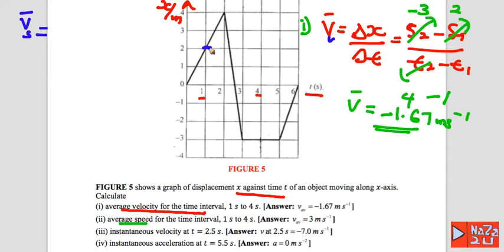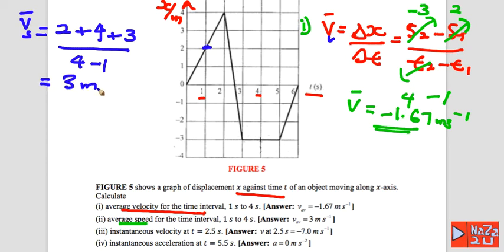From 1 to 2 the distance is 2 meter. And the next, the object moves from 4 to 0, meaning the distance here is 4. And the next, moving from 0 to 3, so you have an extra 3 meter. So this is the total distance. And the total time is from 1 to 4, meaning 4 minus 1, or 3 seconds. So now the value of the average speed is 3 meter per second.